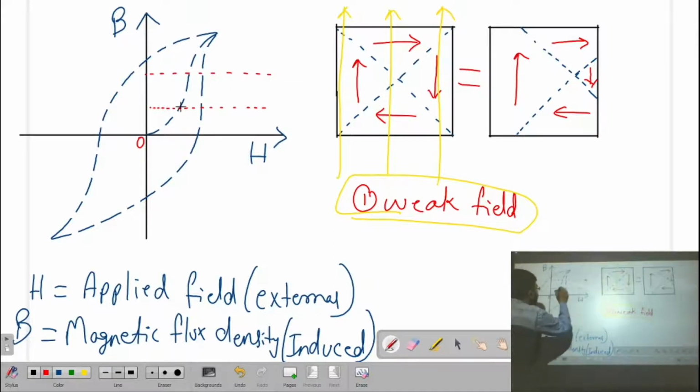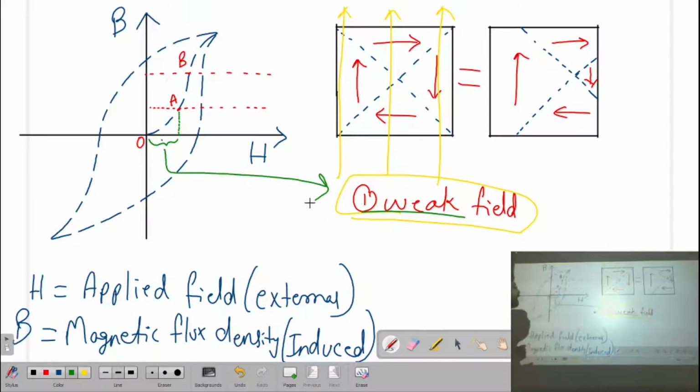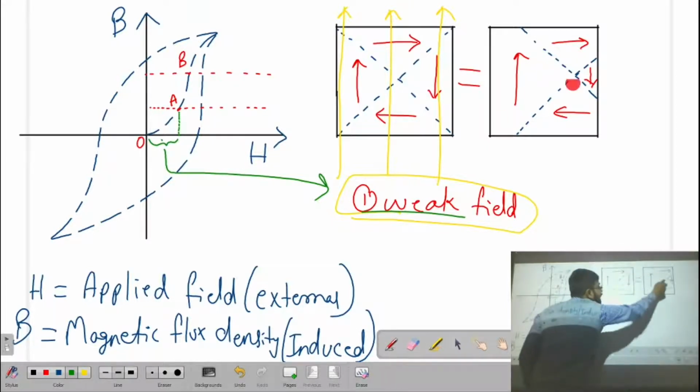this is point A, this is point B. Now the portion between O and A is for this weak field, where the magnetization, this B and H, will increase up to point A in this manner by increasing the volume of the domain.